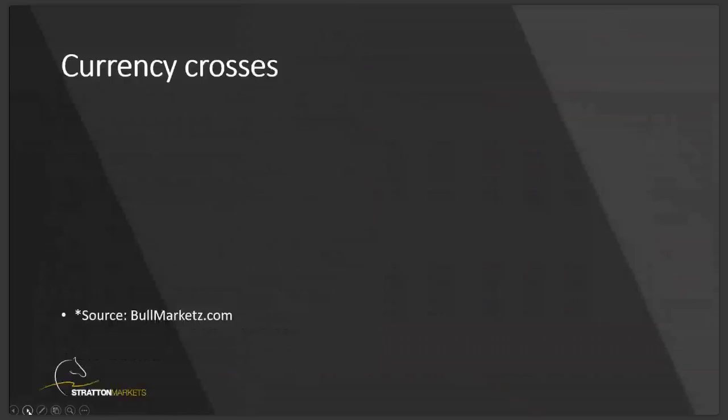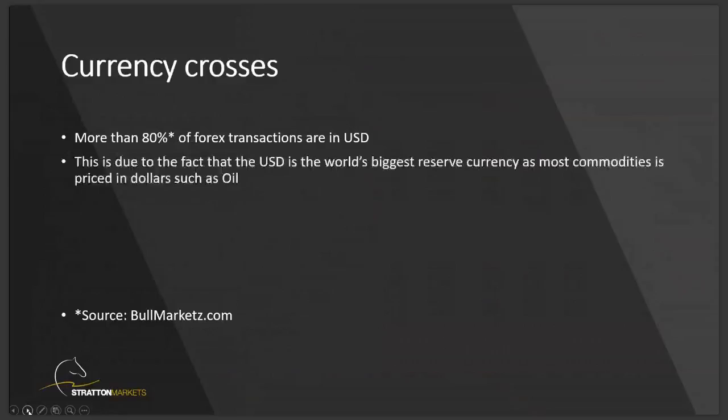Now, more than about 80% of forex transactions are in the US dollar. This is why, like I say, it's heavily linked to the US dollar. This is due to the fact that the US dollar is the world's biggest reserve currency, as most commodities, energies, oil, wheat, etc., are all priced in dollars. So if you had to purchase oil, we'd obviously convert it into dollars.